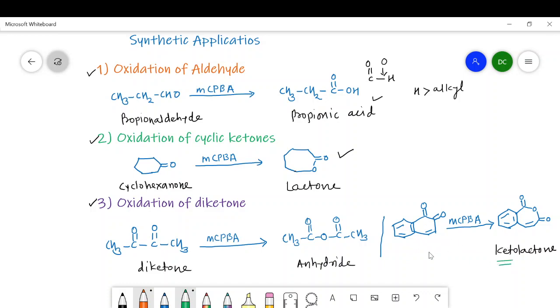These are the synthetic applications of the Baeyer-Villiger oxidation process, and in this lecture we have studied the general reaction, mechanism, migratory aptitude, stereochemistry, and synthetic applications of the Baeyer-Villiger oxidation process. So with this we will wind up this lecture. Thank you very much.